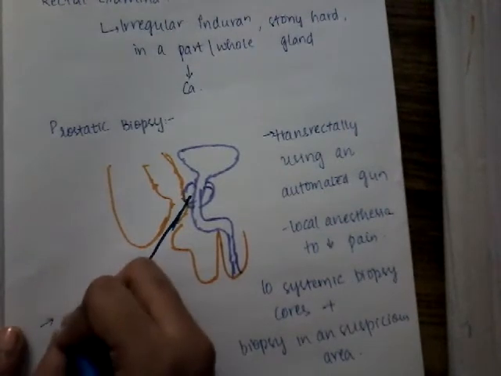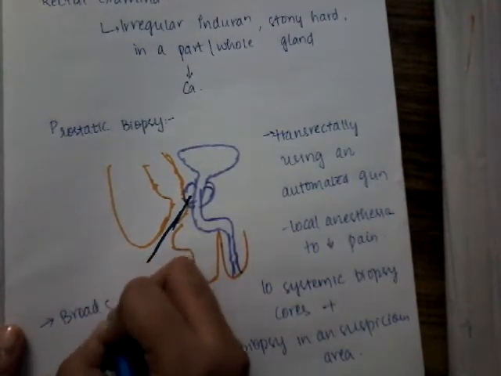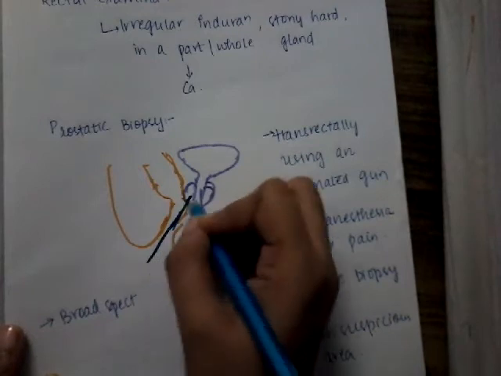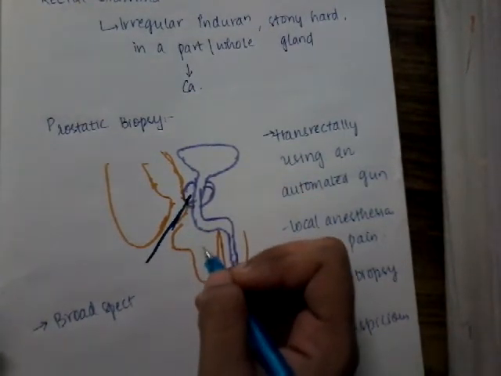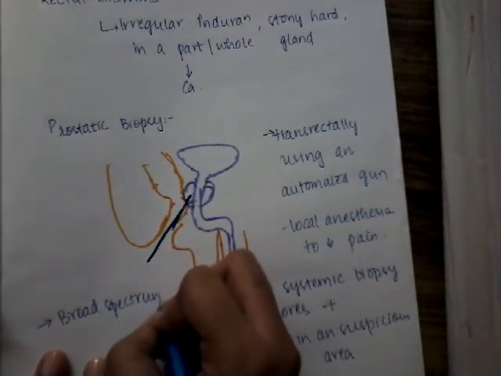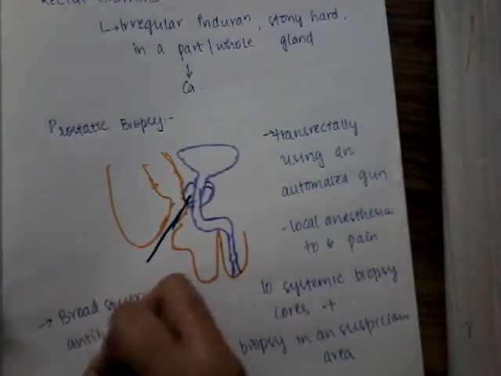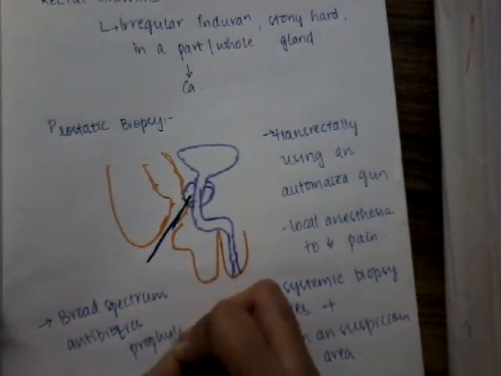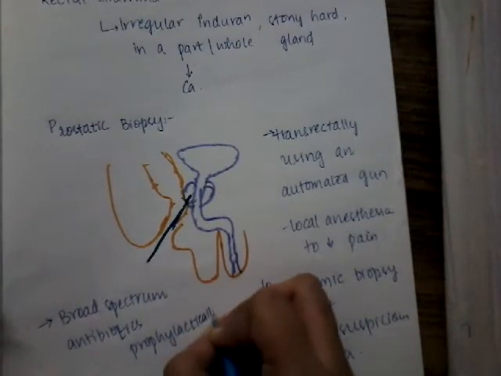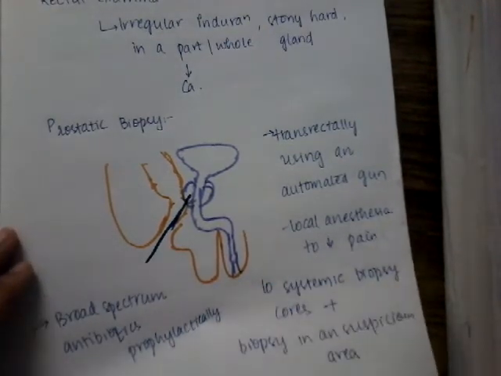Always give broad spectrum antibiotics to prevent sepsis because you are going through the transrectal route. Whenever we do something transrectally, there is a chance of increased sepsis, so you give broad spectrum antibiotics prophylactically. So this is the prostatic biopsy which you do after rectal examination. And then once you get the prostatic biopsy results, histologically you can classify it based on Gleason score.